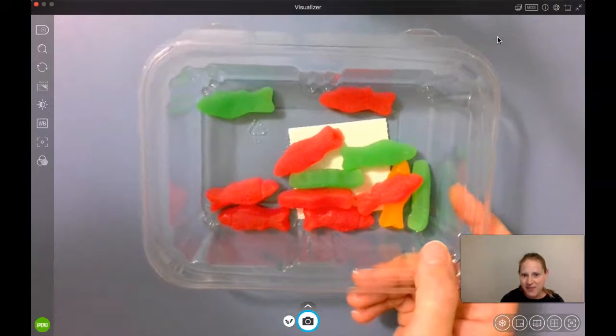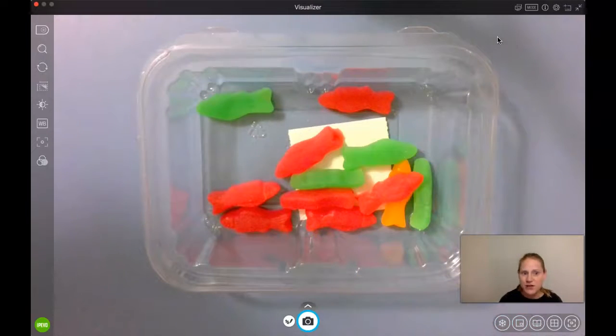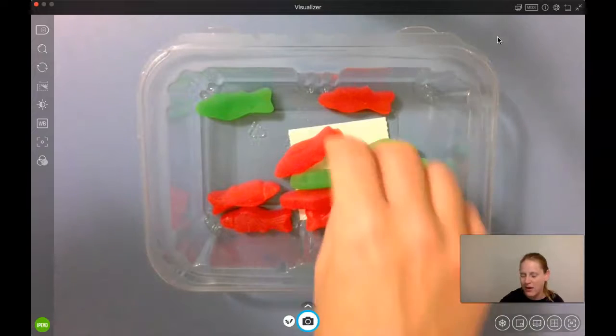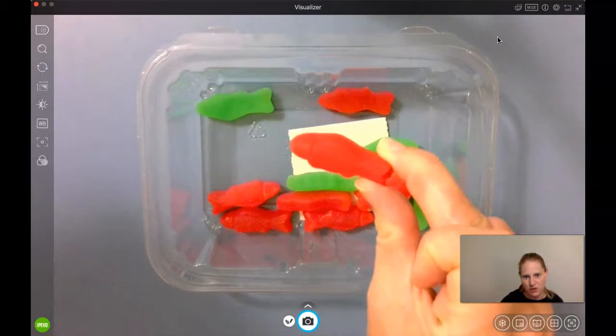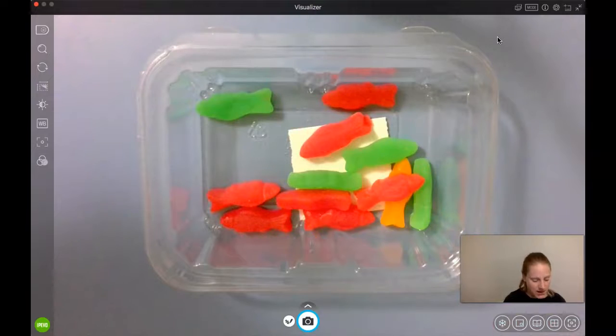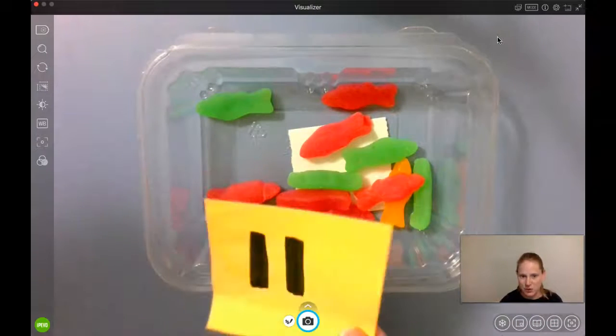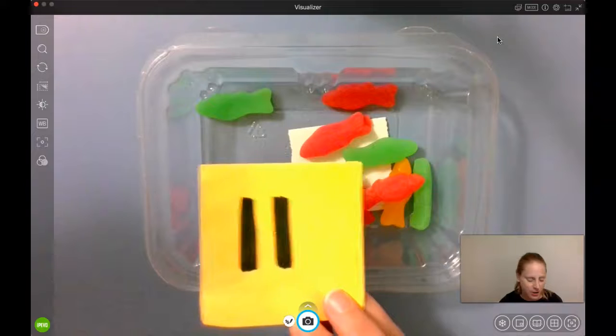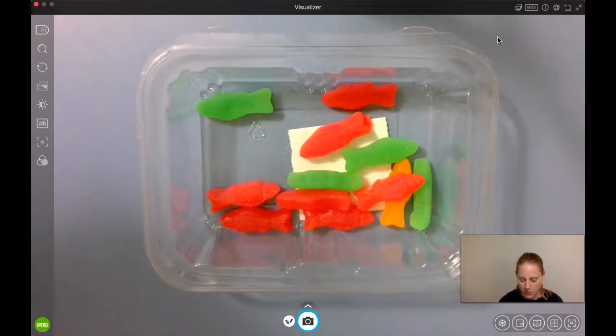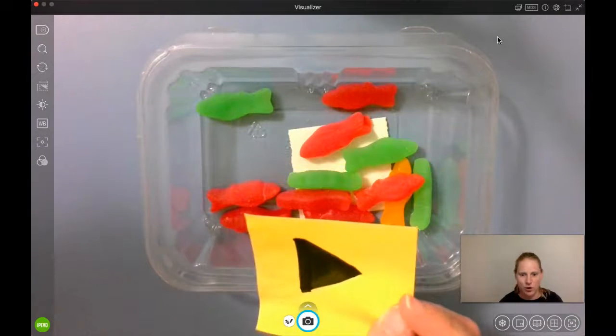If you can't find the counters, no problem. Just find 12 of anything you have at home. It could be 12 pennies, it could be 12 raisins, it could be 12 of anything that's relatively small. You don't want it to be any bigger than what you see with my fish here. So go ahead and hit pause while you find those 12 counters or those 12 things that you're going to substitute for counters, and come back and hit play when you're all ready to go.